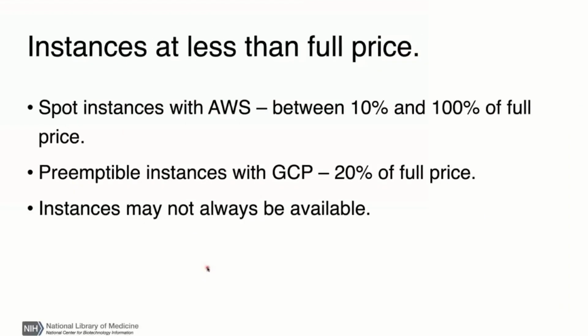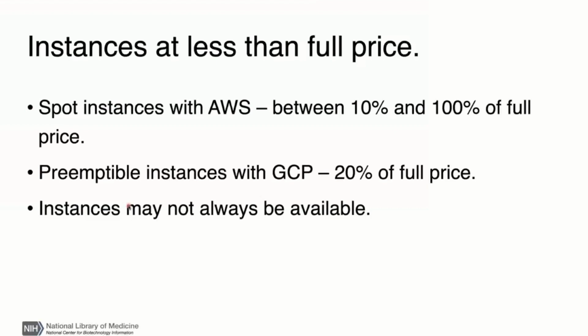Next slide here is instances at less than full price. Both AWS and GCP have a mechanism where you can bid on instances at less than full price and use them at that price if your bid succeeds. With AWS, they are called spot instances, and the rate varies between 10 and 100% of full price. I did a few runs last week and ended up with prices about 1/3 of full price, but like I said, this may vary. With GCP, they are called preemptible instances and go for about 20% of full price. The caveat is instances may not always be available right away.